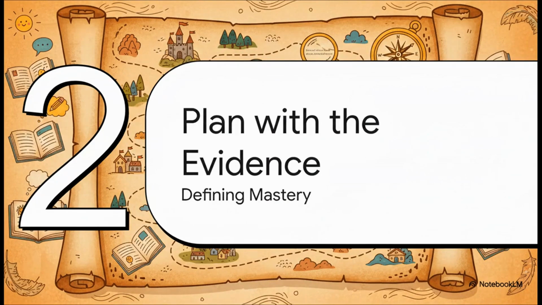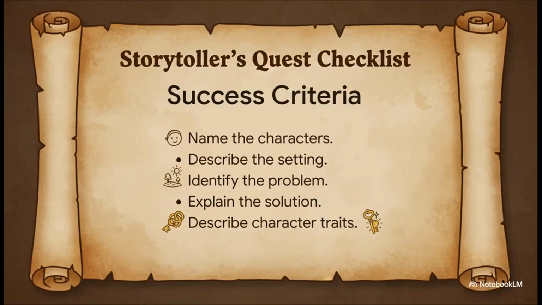Well, it all starts with planning, and our best friend here is the state's evidence document. This thing tells us exactly what good looks and sounds like. And this is why that document is so brilliant. It gives us this super clear success criteria. These aren't just fuzzy goals, they're a literal checklist of things we can see and hear. Can they name the character? Can they tell you the problem? This becomes our roadmap for teaching and our rubric for assessing.